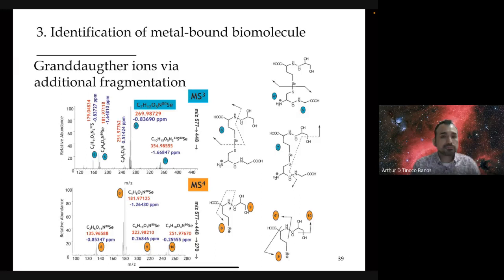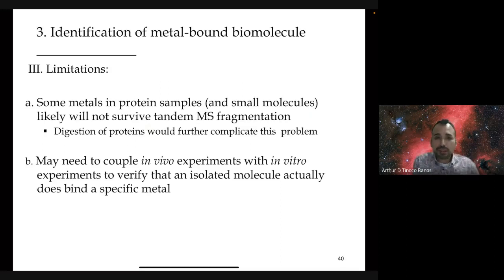And so depending on how powerful your instrument is, you can even do further fragmentations. I would say that you don't want to fragment so much because there may be too much information that you might get confused, right? But it is a very powerful approach. Okay, well, what are limitations? Well, some metals and protein samples and small molecules likely will not survive tandem mass MS fragmentation. Okay, so that's something to think about.